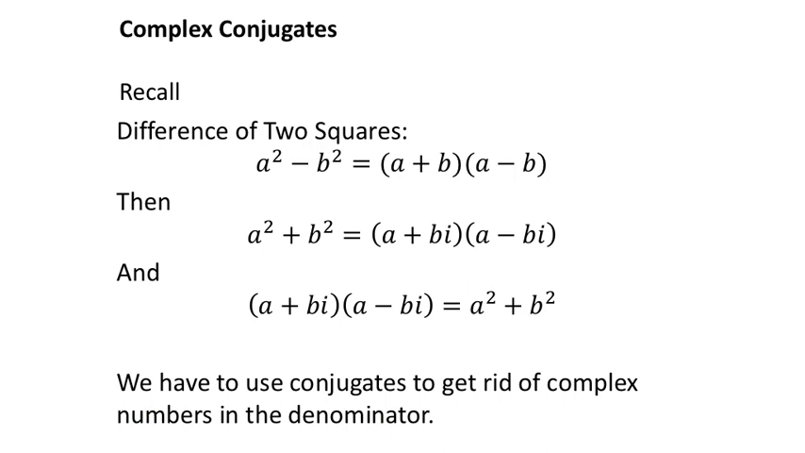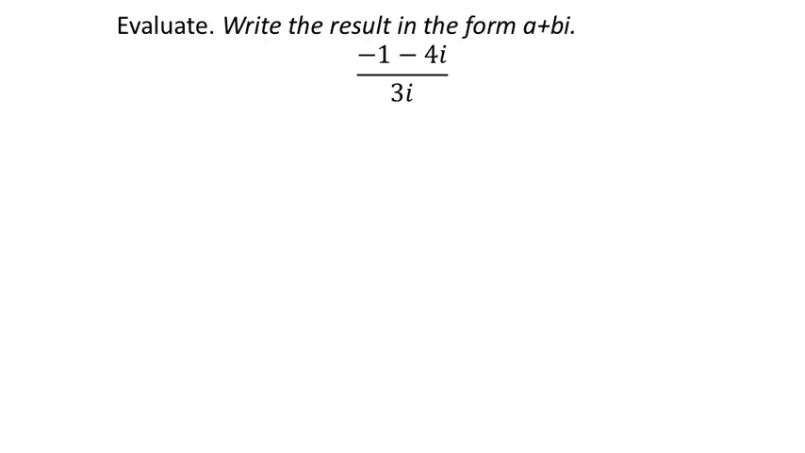You still have to use distribution or FOIL in the numerator, but in the denominator, this should come out as an individual number. Well, this one may be a little different. This one only says evaluate, and we want the answer as a complex number. I guess I will do this twice. I probably enjoy it more than you do.